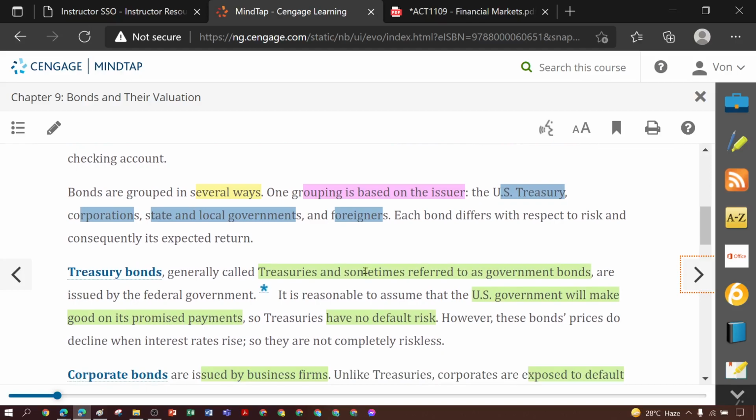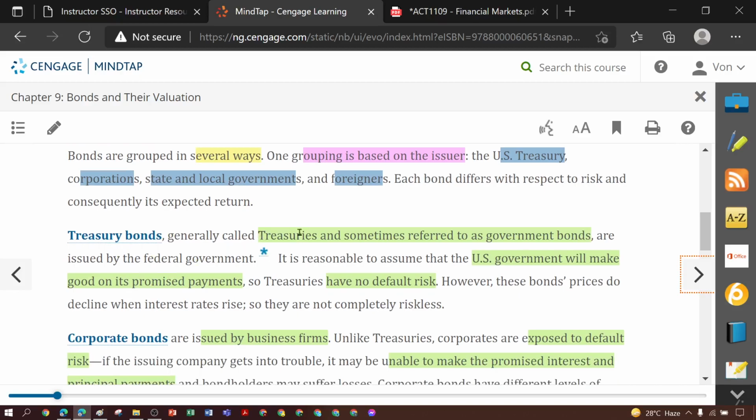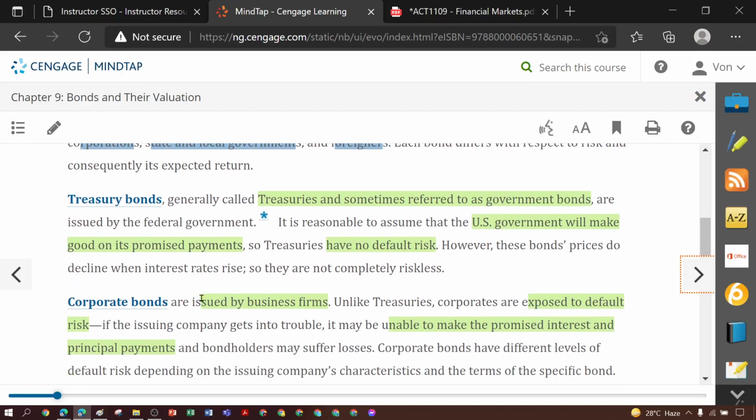So, itong part na to, no, medyo theoretical pa lang siya, no? Basahin natin. Treasury bonds, generally called treasuries and sometimes referred to as government bonds, are issued by the government. It is reasonable to assume that the US government will make good on its promised payments. So, treasuries have no default risk. Ito, nabanggit na natin last time. No? Yung treasuries, walang default risk kasi nga, ayan, it is reasonable to assume that the government will make good on its promised payments. So, walang risk na mag-default. Okay. Yan yung treasury bonds.